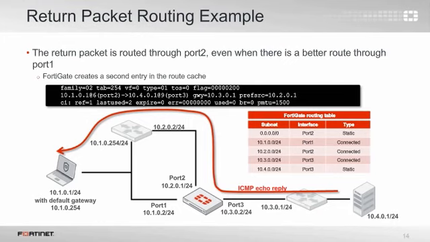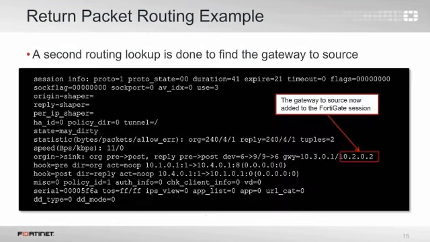With the first ICMP echo reply, the second entry is added to the route cache, this time for the return traffic. Additionally, the unit does a second routing lookup, this time to find the next hop or gateway to the source. That IP address is added to the session, where 0.0.0.0 was before.